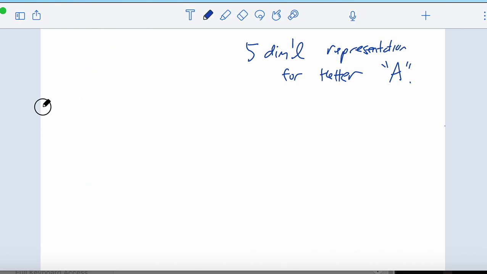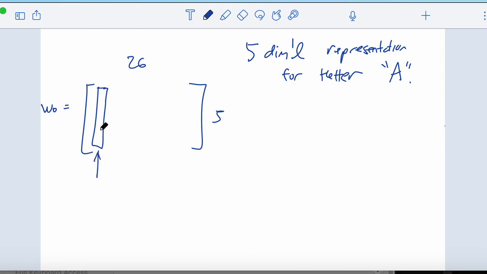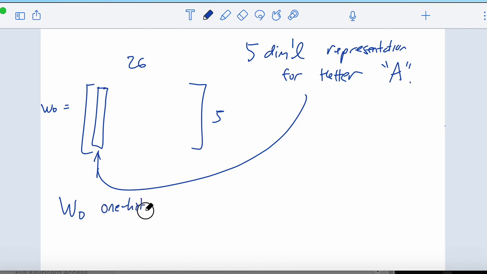So here's W0, and it's 26 columns, each of size 5, so 5 by 26, and you get the first column. So this first column is the 5-dimensional representation for the letter A, and that makes sense because when you multiply by the vector 1, 0, 0, 0, 0, then you pull out the first column. When you multiply by the vector 0, 1, 0, 0, then you pull out the second column, and so on. So W0 of one-hot i is column i. So that is the simplest possible thing you can do.